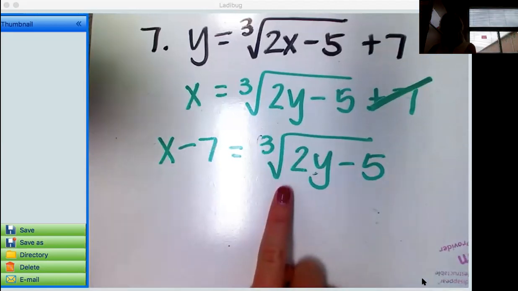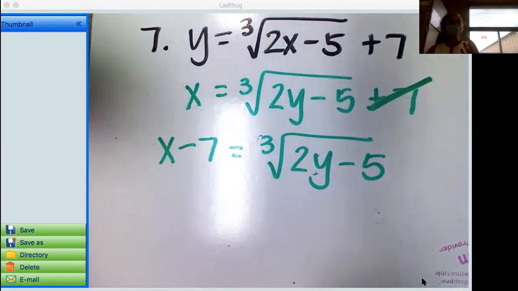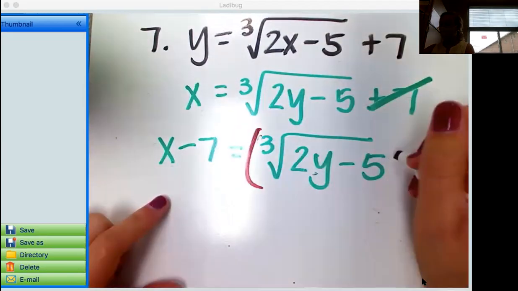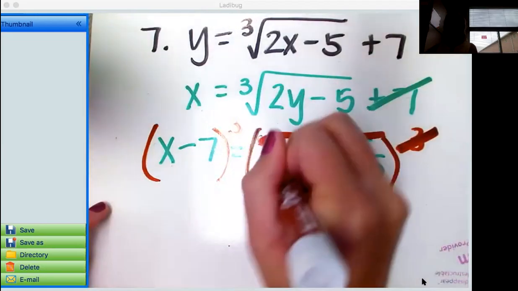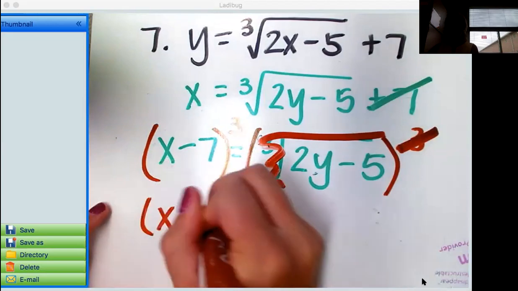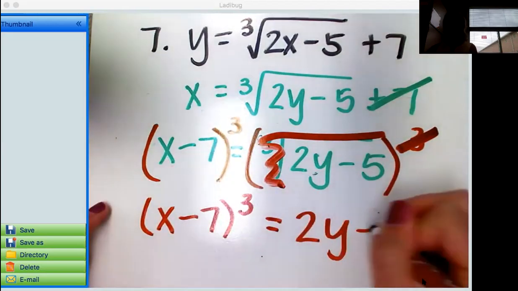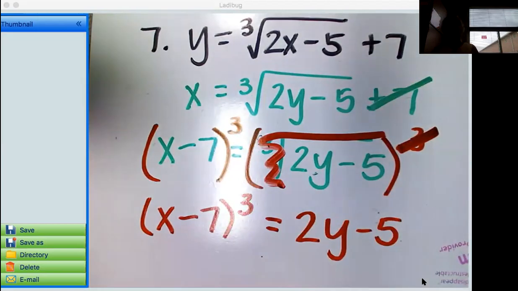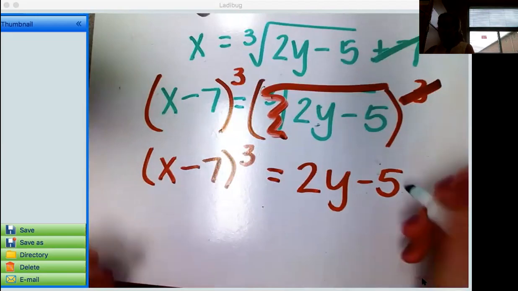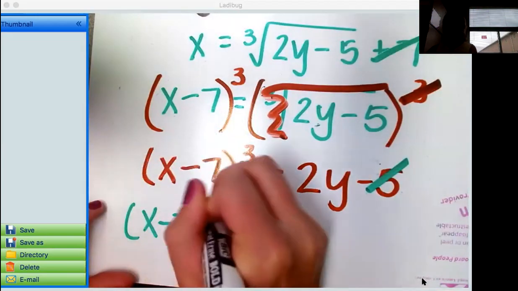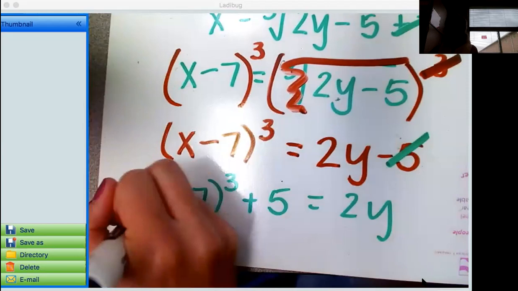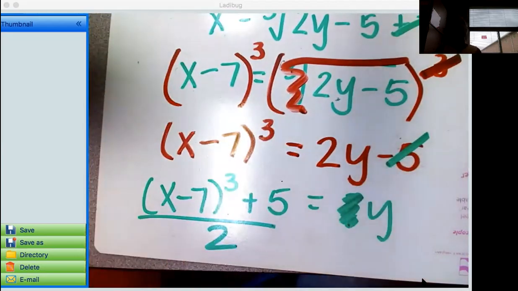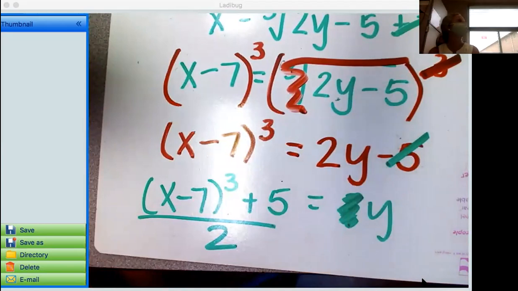So what's the opposite of taking the cubed root? Cubing it, right? Cube this side. What you do to one side, you got to do to the other, and then the cube and the cube root just cancel out, right? So we're left with x minus 7 cubed equals 2y minus 5. Good. So what do you do next? Add the 5 over. So x minus 7 cubed plus 5 equals 2y. And then divide by 2. Very good, y'all. Good. This is a really good one to know how to do as well.